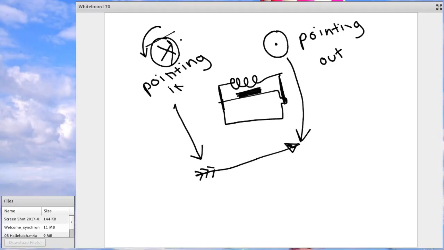Oh, let me see. Can you see my mouse moving now?